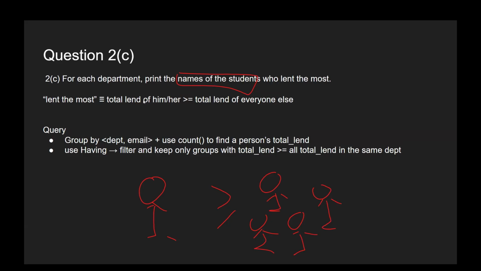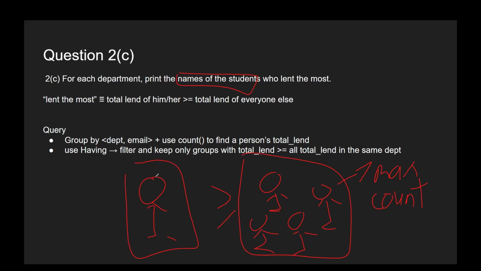So how can we do it? The idea is that we want to find the count of this. Actually, you know what? I'll explain it in another way. For all these students, we'll find the maximum count. After we find the maximum count, we'll find the student who has the same maximum count as this. So the idea is that we want to find the student who has the biggest count from the remaining students.